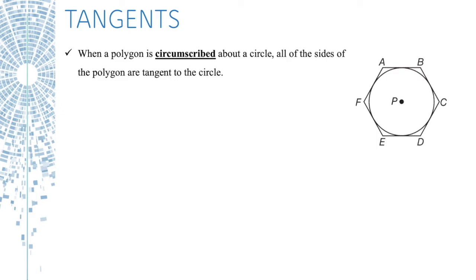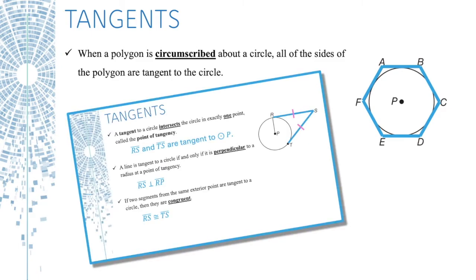When a polygon is circumscribed about a circle, that means that all of the sides of the polygon are tangent to the circle. And that means that all of the rules of tangents apply to each of the sides of the polygon. Let me show you how this works.